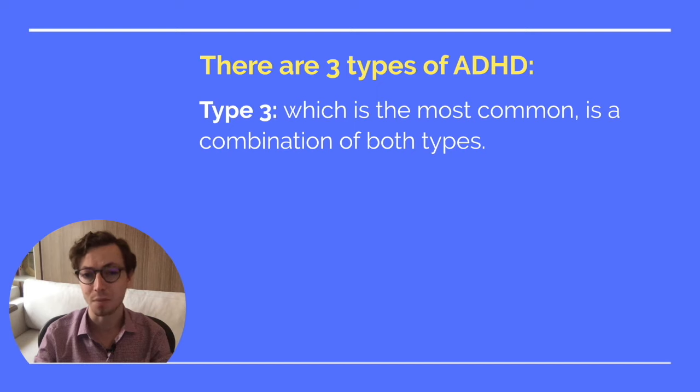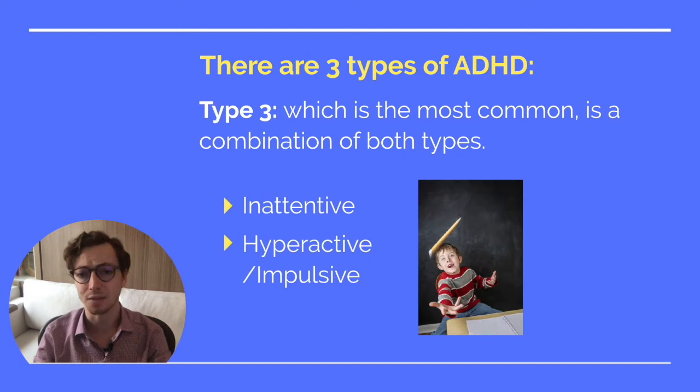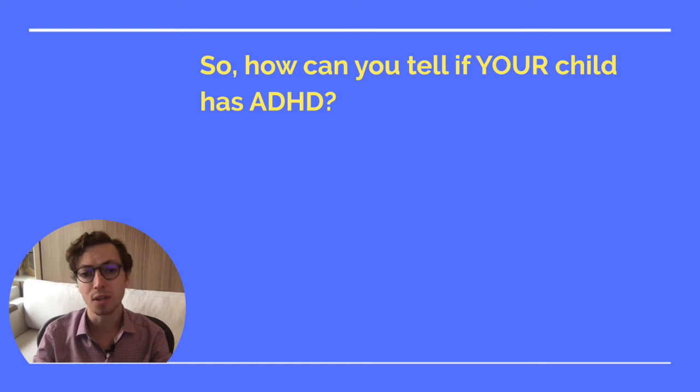Children with the combined type of ADHD show both categories of symptoms, which means they would be inattentive, hyperactive, and impulsive. That's a lot for anyone to handle, let alone a child. So how can you tell if your child has ADHD?